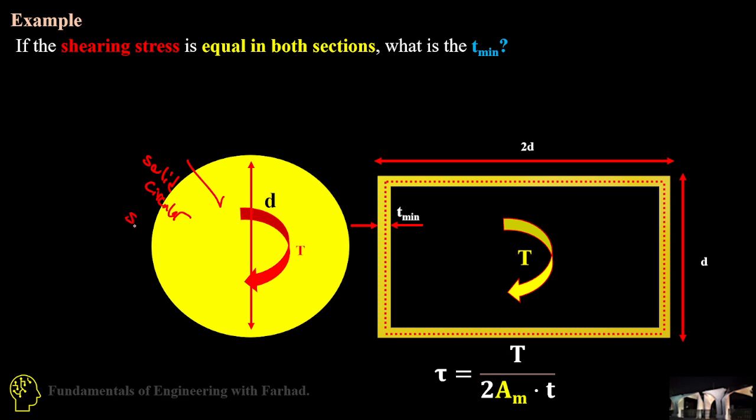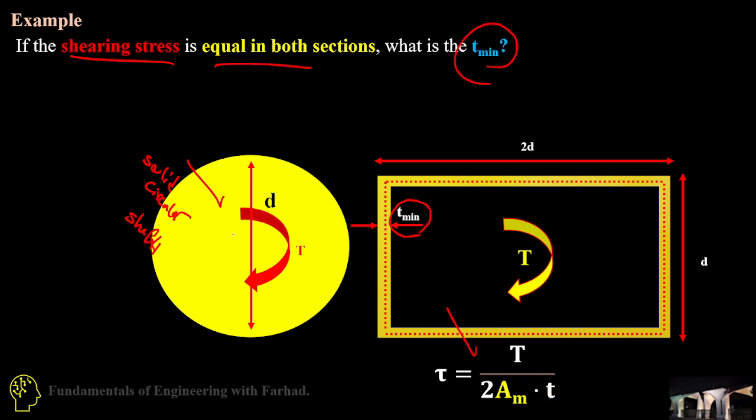a solid circular shaft versus a thin walled rectangular cross section with a thickness of T minimum. If the shearing stress in both are equal, we are looking for the thickness of the rectangular thin walled section. So the equation for a thin walled hollow section is tau is equal to T over 2 area average times the thickness, which is T minimum in our problem.